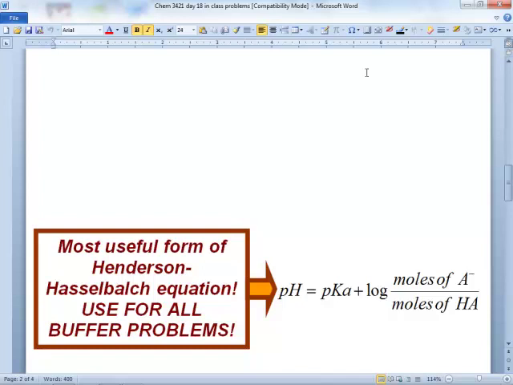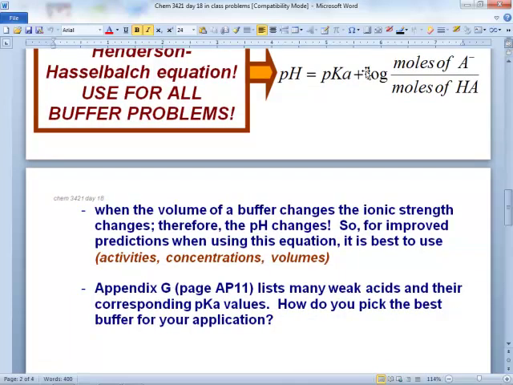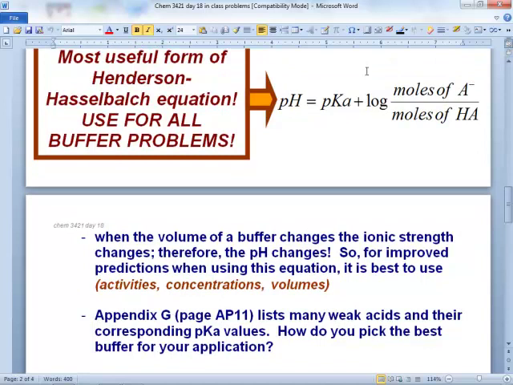What cancels? The liters, right? Because it's moles per liter. The liter unit just cancels on you. You can divide it by the actual volume, but it's the same solution. These are in the same container, same volume. So it's a lot easier to use it this way. So that's the equation we're going to be messing with. They might have concentration, but I say use moles. It's a lot easier.